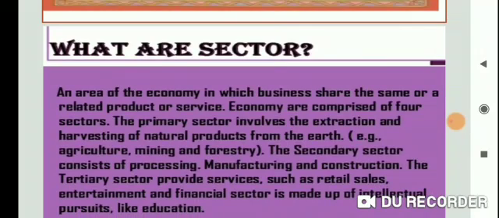The primary sector involves the extraction and harvesting of natural products from the earth. Example: agriculture, mining and forestry. The secondary sector, students, consists of processing, manufacturing and construction. And the tertiary sector provides services such as retail, sales, entertainment and finance, and is made up of intellectual pursuits like education. Now let's see, students, one by one, primary, secondary and tertiary.